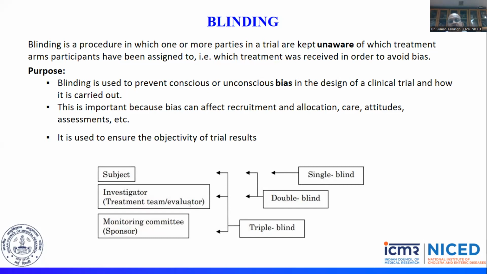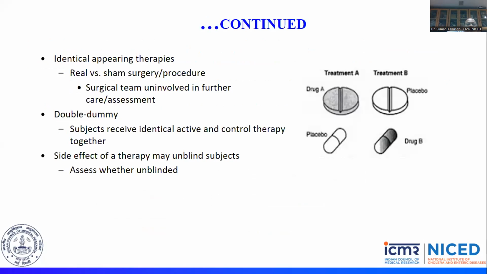Conscious or unconscious bias may creep in, so it must be prevented. This is important because bias can affect recruitment and allocation, care, attitude, assessment, etc., as I was talking about earlier. It is also used to ensure the objectivity of the trial results. So how do we do it? Identical appearing therapies. Real versus sham surgery or procedure is very difficult, though. The surgical team is uninvolved in further care or assessment, because after the surgery, the assessor is different from the one who did it. We sometimes do double dummy.